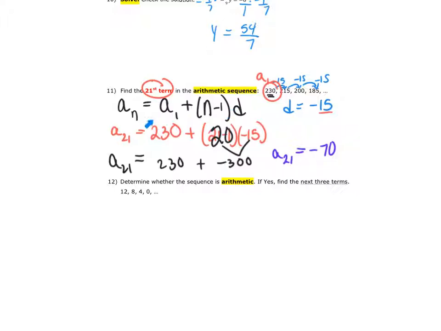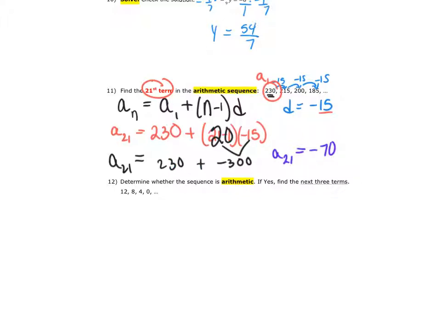But if you did not memorize this formula, which you'll be given in the exam, you could still figure it out by using your common sense of understanding that if I'm subtracting 15 to get to the 21st term, I'm subtracting 15 20 times. That's 20 times negative 15, which is negative 300. And that amount is being subtracted from the original very first term, 230.